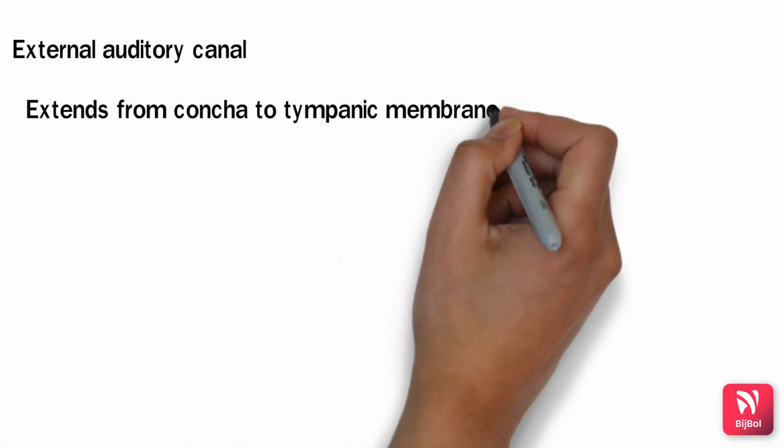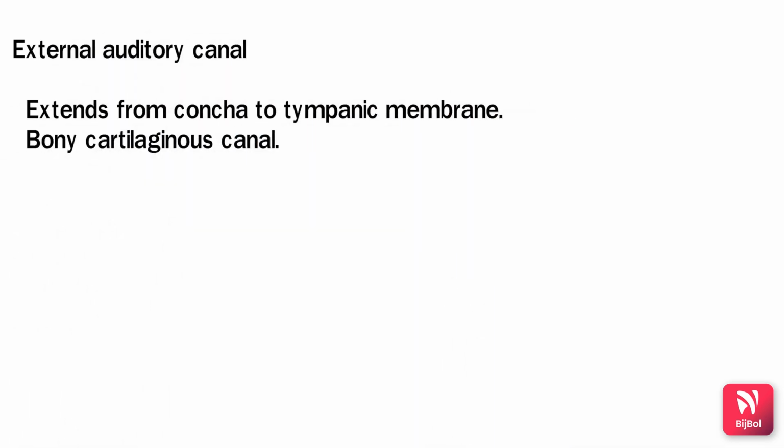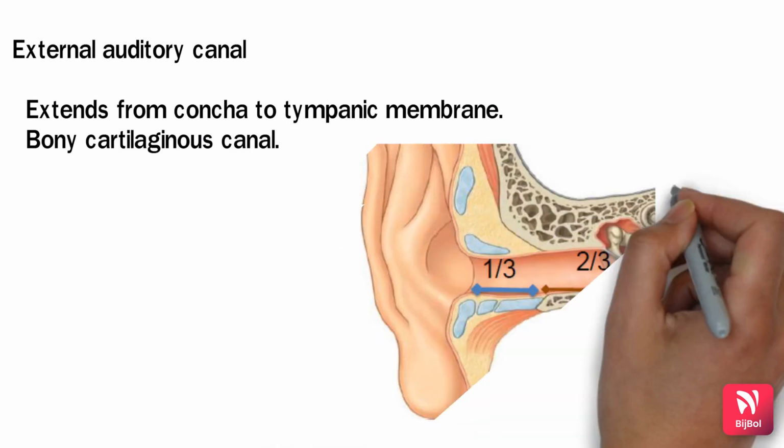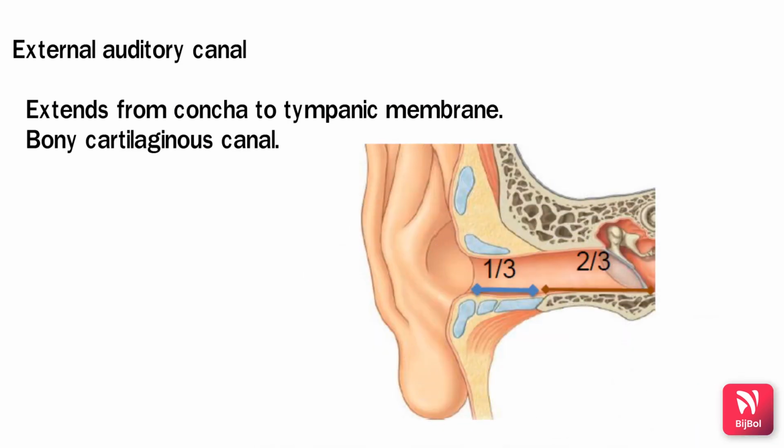Next comes the external auditory canal. It extends from the concha to the tympanic membrane, and it is a bony cartilaginous canal. As you can see in this diagram, the arrow indicates its extension, that is from the concha to the tympanic membrane.